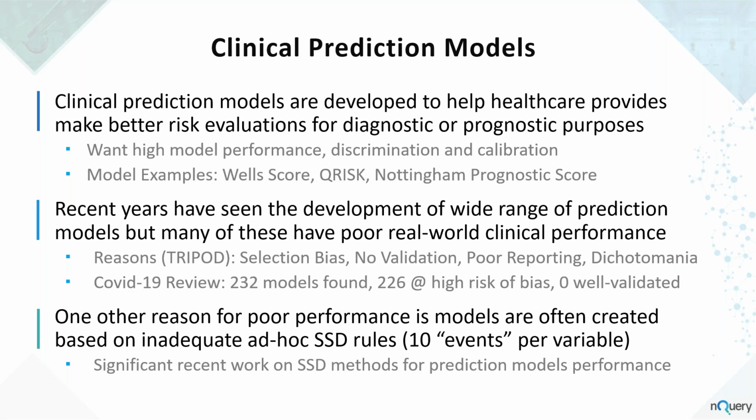And prediction models have had a lot of success. The Wells score, Q-risk, Nottingham prognostic score, these are widely used and they're growing ever more popular. Every day there are more and more papers presenting new prediction models for new disease types across any area you can think of, from cardiology to psychology to social studies. Basically anywhere that prediction can happen, it's expected to happen.